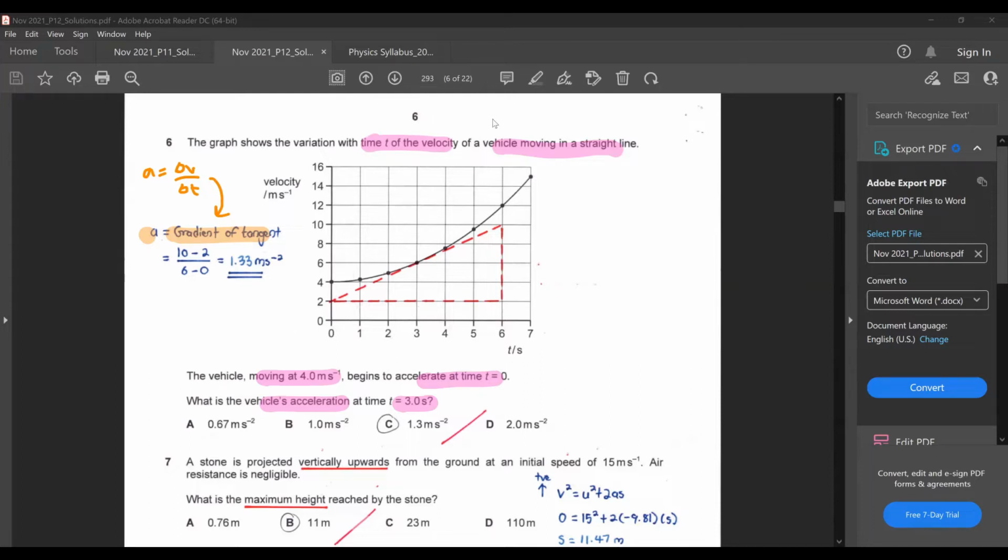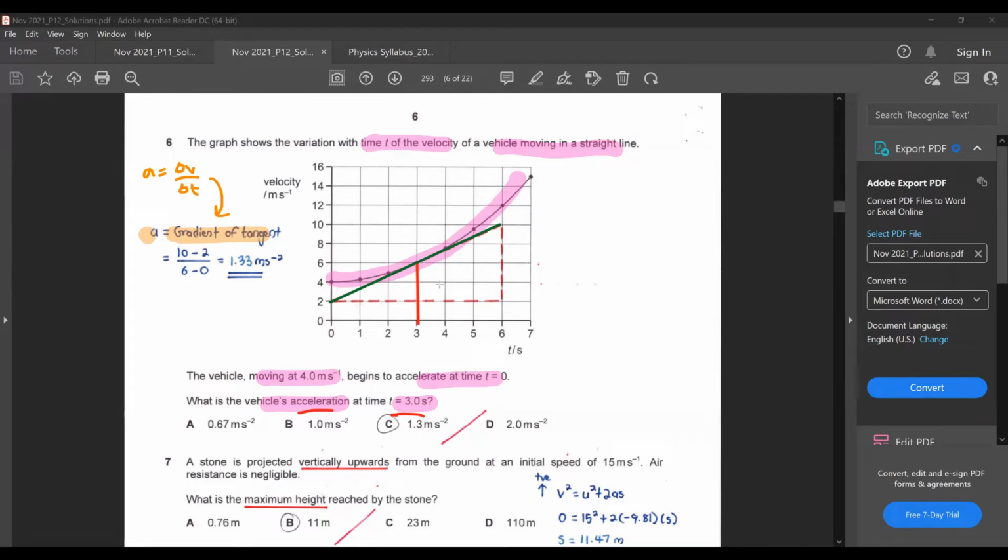If you see your graph line curving like this, and you're trying to find the acceleration at a particular time, which is t equals 3 seconds here, what you need to do is try to draw a tangent to that point. Okay, you try to find the tangent at that point, represented by the green line there. So I draw a little triangle there to represent my tangent.